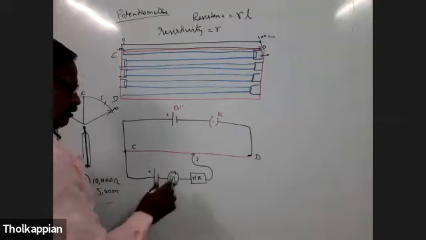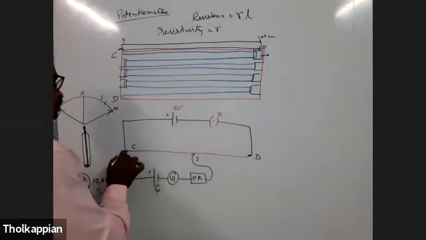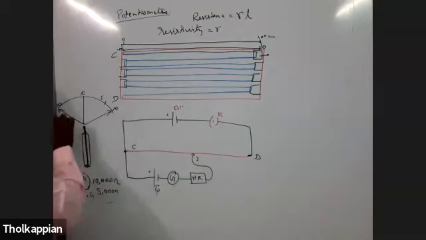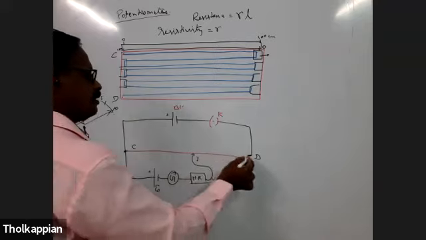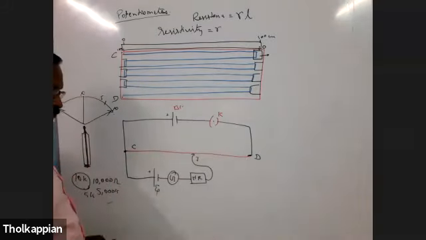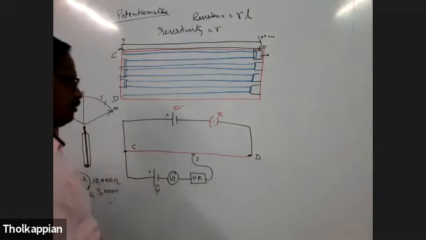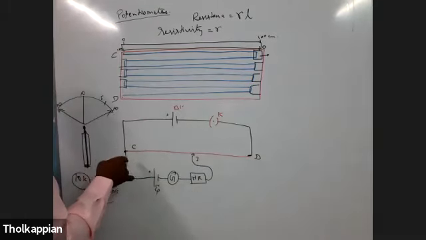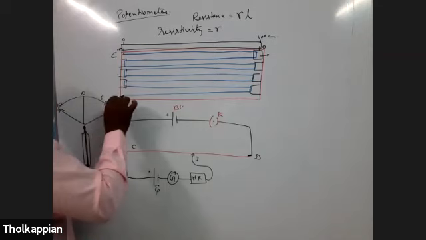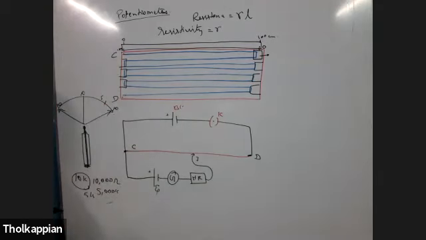Now, if you keep this jockey on one side, it shows deflection on one side. After you switch on the key, if you keep the jockey at the next terminal, that is, if you keep the jockey here, it shows deflection on one side. And if you keep the jockey at the next terminal, it shows deflection on the other side. So the circuit is correct.